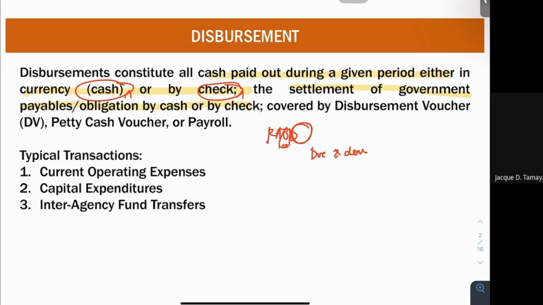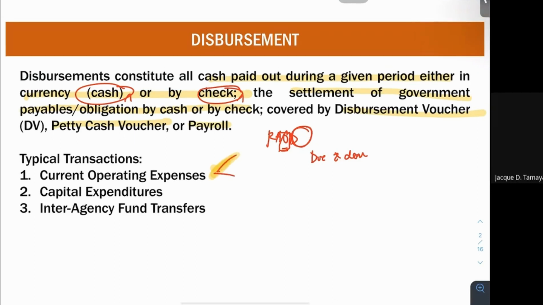Another, a disbursement must be covered by your disbursement voucher, petty cash voucher, or your payroll. Generally, these are your disbursement documents: disbursement voucher, petty cash voucher, and your payroll. Now, the typical transactions for the disbursement include the following. First, a disbursement for current operating expenses.